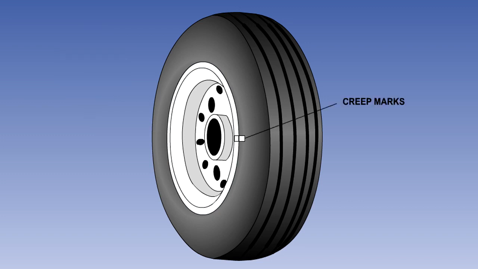In order to detect creep, 2 white lines, known as creep marks, are painted, one on the wheel and a matching one on the tyre. If the lines become misaligned, then the tyre is suffering from creep. Provided the marks overlap each other, the tyre can remain in service. If, however, the marks become completely misaligned, then the tyre must be changed.